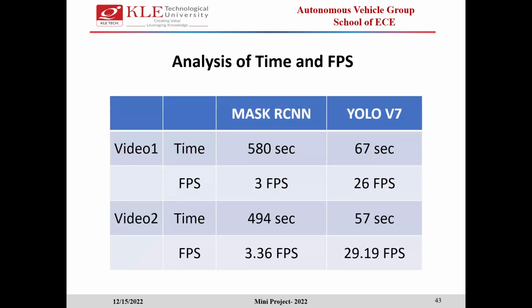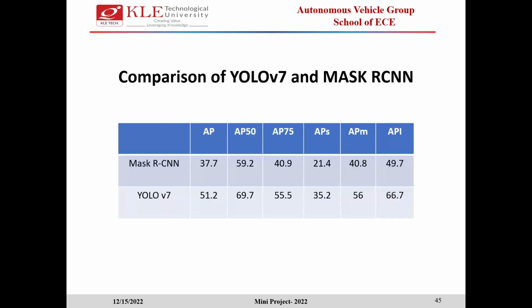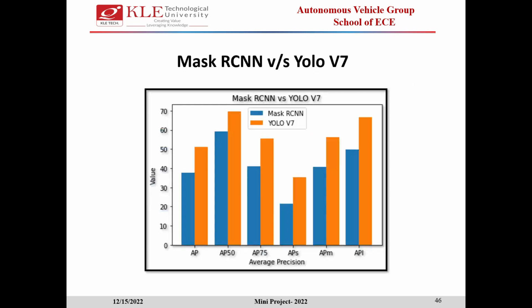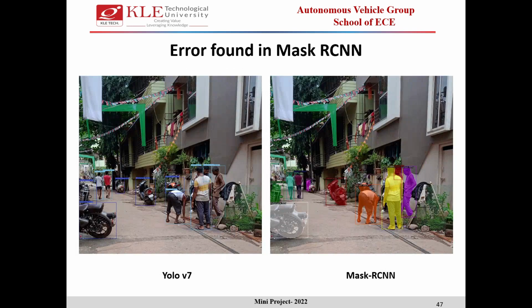You can see the analysis of time and FPS. Here you can see the comparison of YOLO V7 and Mask R-CNN. Error found in Mask R-CNN: Mask R-CNN produced a few errors where it detects a motorcycle as a person, and the detection of motorcycles is not clear in Mask R-CNN, whereas in YOLO it is clearly detecting what is a person and what is a motorcycle.